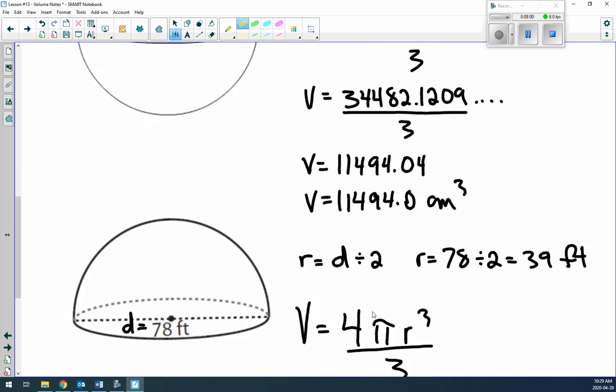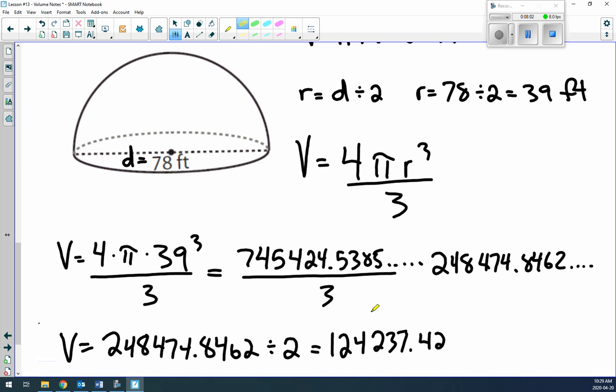All right. Now, this is kind of a tricky one, this last one here. This is a hemisphere. So basically, if you were to find the volume of a sphere, you could just take it and cut it in half. Whatever it happens to be, cut it in half. That's the end result, because we want half of it. Okay, now we look at 78 feet here. Well, that's the diameter. So the first thing we got to do is change the diameter to radius. So 78 divided by 2 is 39 feet.